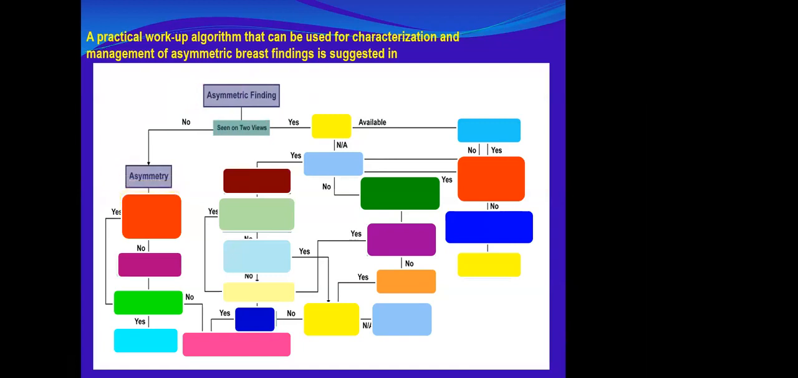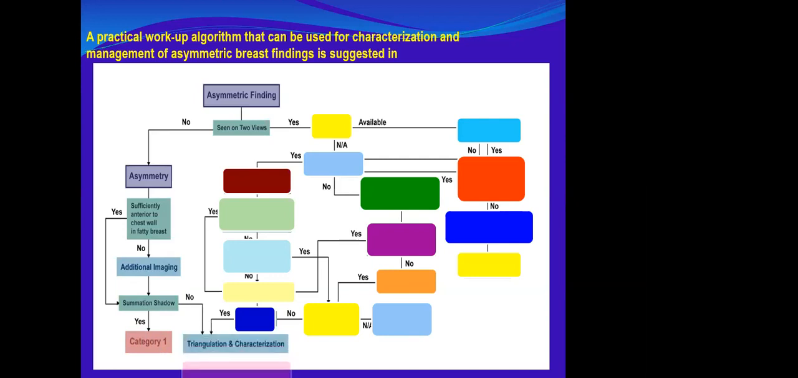If it is no, that means it's asymmetry. If it's sufficiently anterior to the chest wall in fatty breast, yes, that means it is summation shadow. If it is not, we need to do an additional view. If the additional view shows a summation shadow, that means it is category 1. If it is not a summation shadow, we have to do triangulations and characterizations.